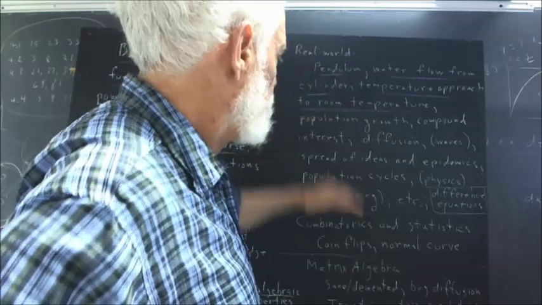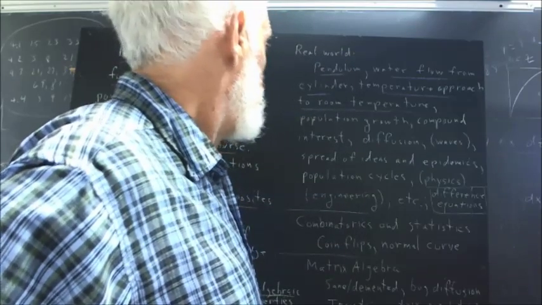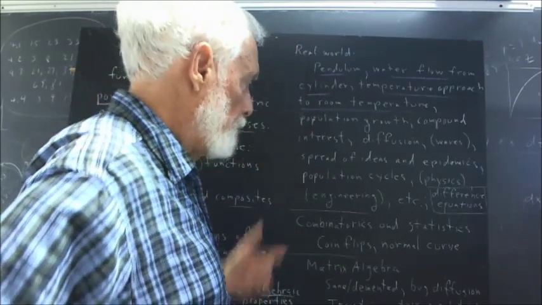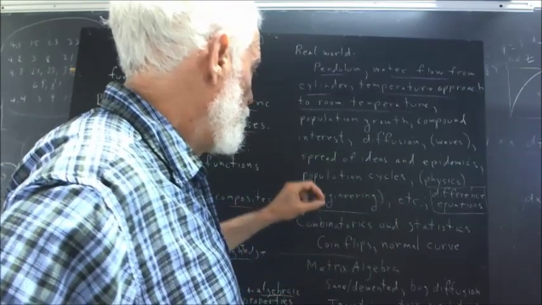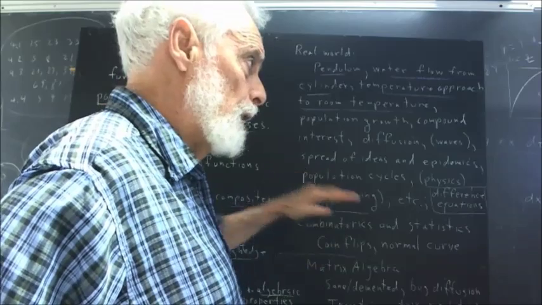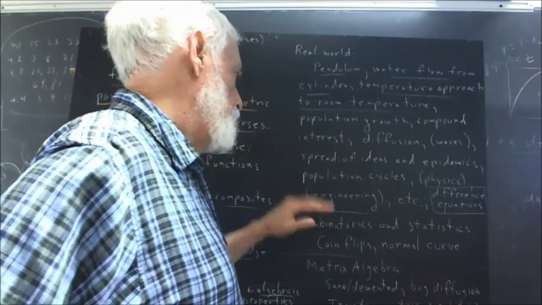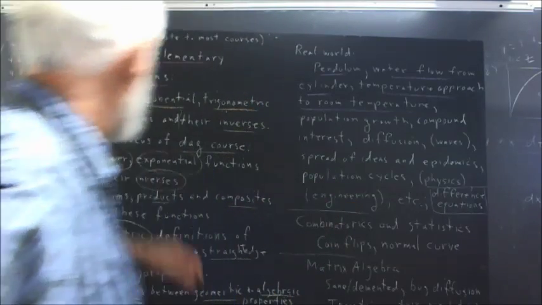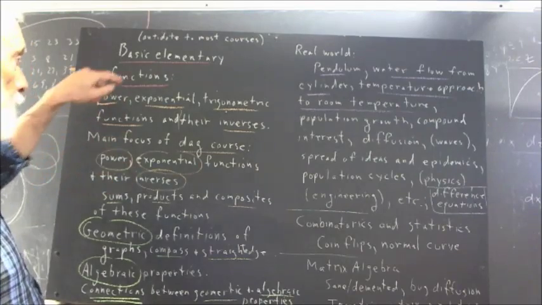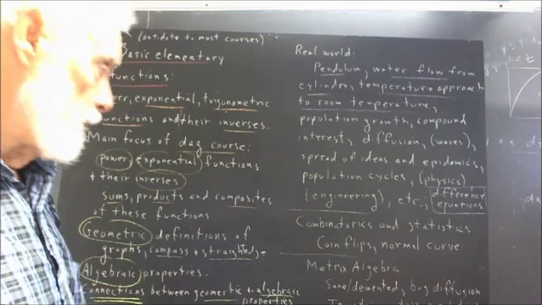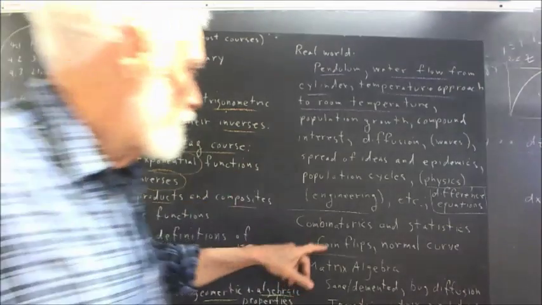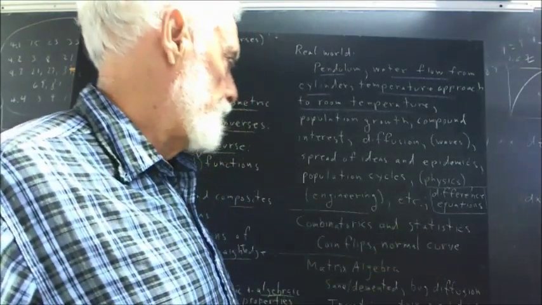Okay, all these things involve elementary functions. Sometimes they involve other kinds of functions, but almost all of undergraduate mathematics and applied mathematics, at least up to a certain point, is built on elementary functions: power, exponential, trigonometric functions, their inverses, and combinations. Then we have combinatorics in statistics.